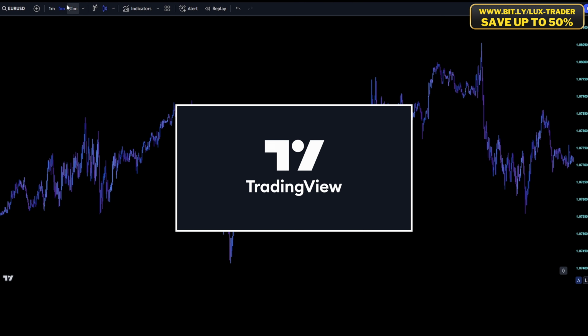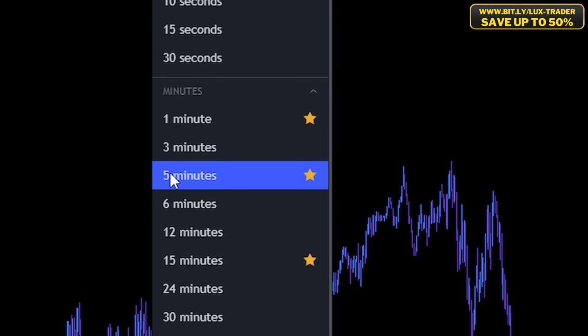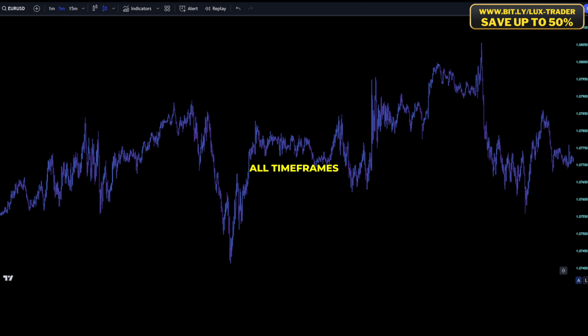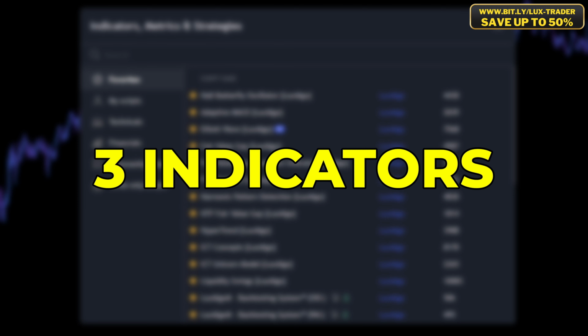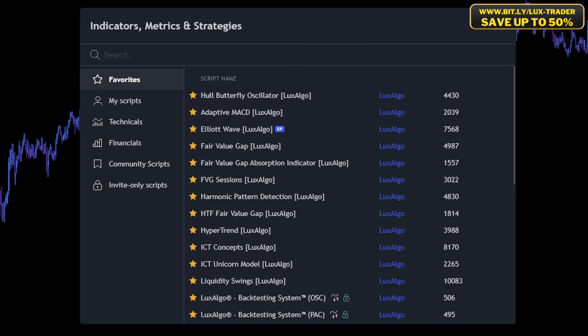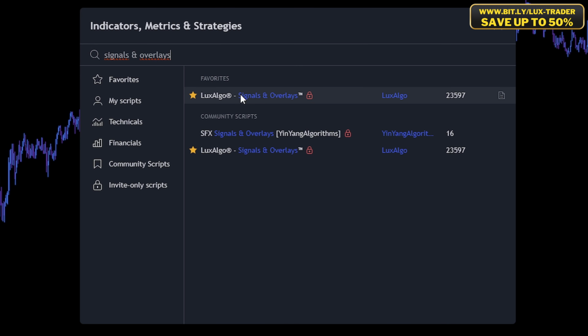Okay, so first of all, let's open TradingView.com and set the time frame to 5 minutes. This strategy can be used on all time frames, including a daily chart. The next step will be to click on the indicators window. Now, we're going to need to add 3 indicators to the chart. For the first indicator, let's search for signals and overlays. It's going to be this indicator right here.